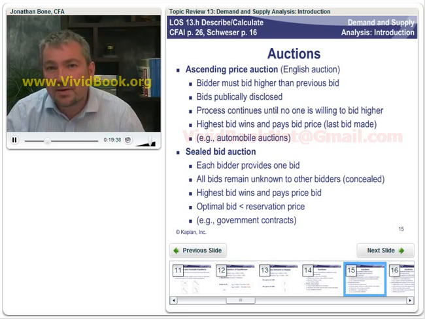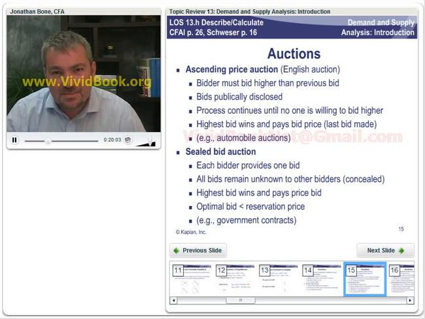Now this process continues until no one is willing to outbid the last bidder. Then the highest bidder wins, and they pay the price that they bid. They've given an example here of automobile auctions, car auctions. In the UK as well, we have property auctions that work exactly the same way. Okay, now let's have a look at a sealed bid auction.